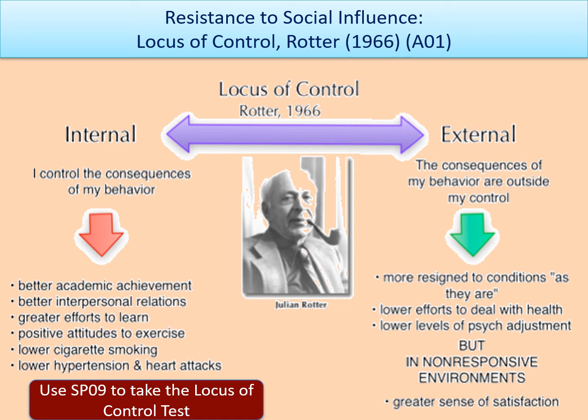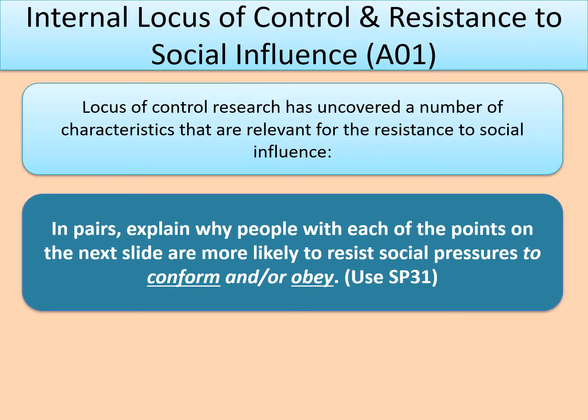But he said actually a lot of it is about your personality. Some people have this internal locus of control where they feel very confident and sure of themselves, and so it goes hand in hand that they are less likely to succumb to social influence. They're more likely to resist social influence and not obey and not conform because they're more sure of themselves. So locus of control research has uncovered a number of characteristics that are relevant for the resistance to social influence.